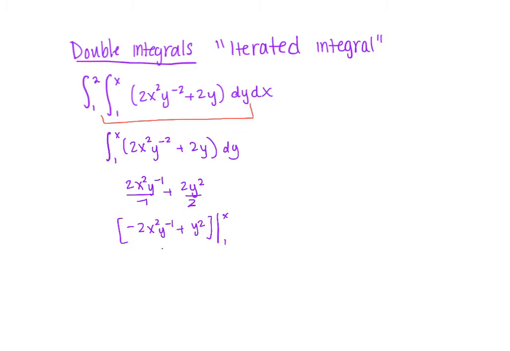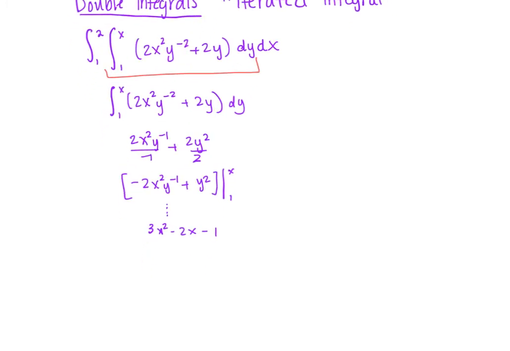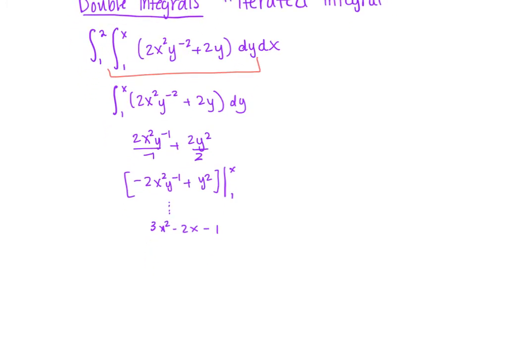And that when we do our math, we end up with 3x squared minus 2x minus 1 when you do that integral. So now I'm going to take that answer and do the outside integral. The outside integral was the integral from 1 to 2 with respect to x.